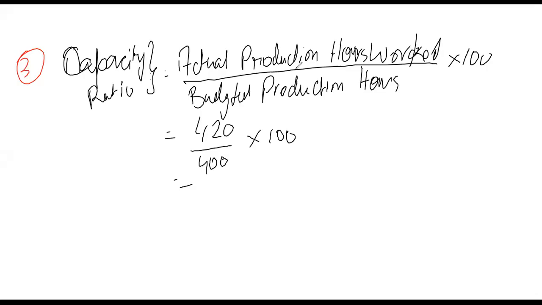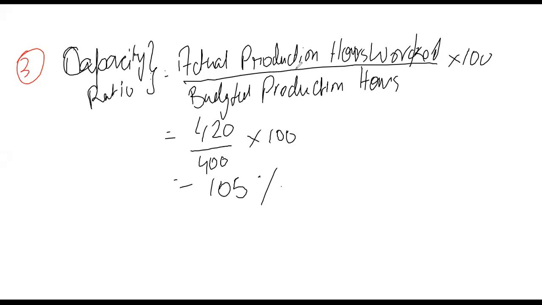Okay, so if I want to calculate the capacity ratio, how will I be calculating it? By dividing 420 by 400 hours and multiplying it by 100. I'll be getting an answer of 105%. This means that our actual production hours worked are more than the budgeted production hours.